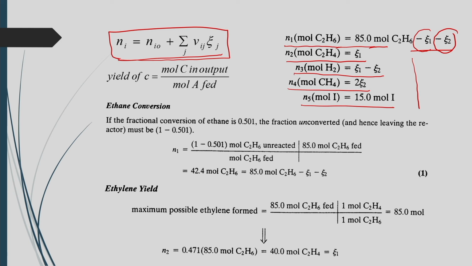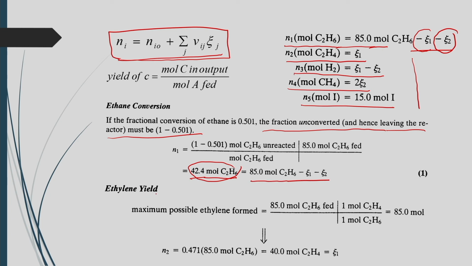Ethane conversion: if the fractional conversion of ethane is 0.501, as given in your problem, the fraction unconverted and hence leaving the reactor must be 1 minus 0.501. So finally, you can calculate N1. N1 will come as simply 42 mole C2H6. Now, this N1, as per the extent of reaction, is simply 85 minus Xi1 minus Xi2.